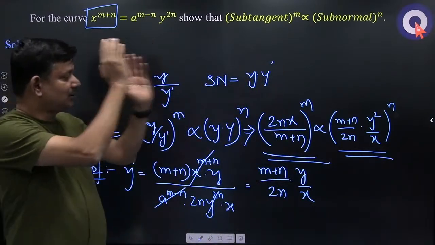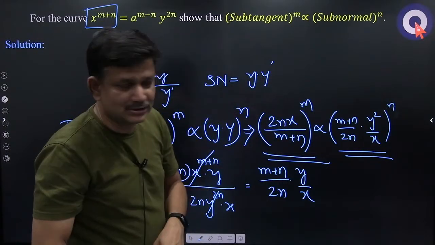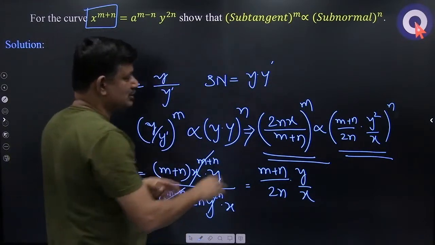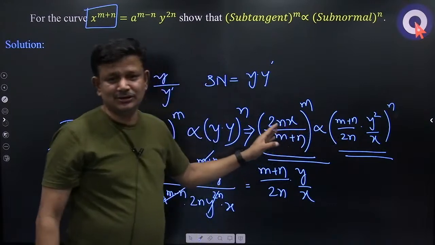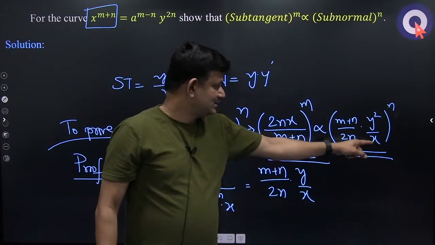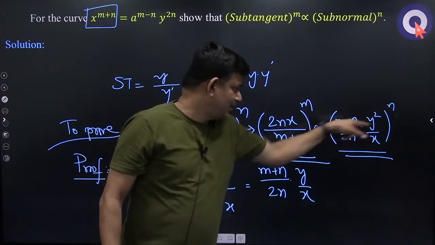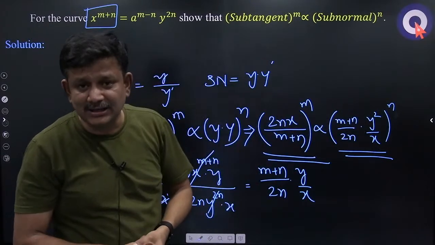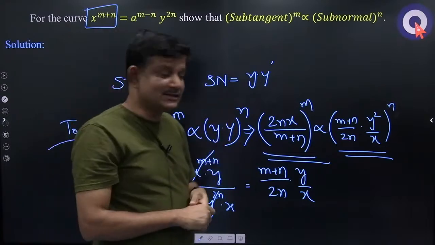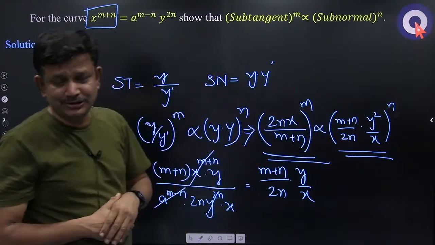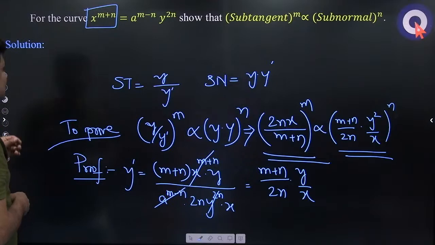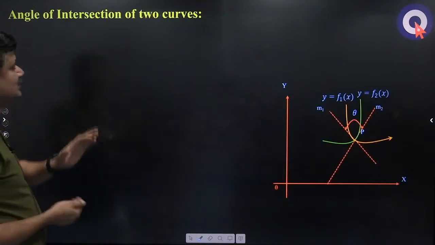So you cannot clearly say one is proportional to the other. You can write simply one more step. This divided by this or this divided by this. You can see x power n coming up. X power m plus n and y power 2n, they get cancelled with each other. Once they get cancelled with each other, you can say the ratio is a constant or one is proportional to the other. As simple as that.